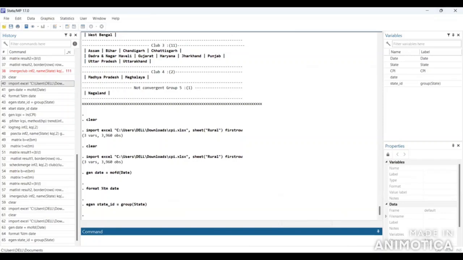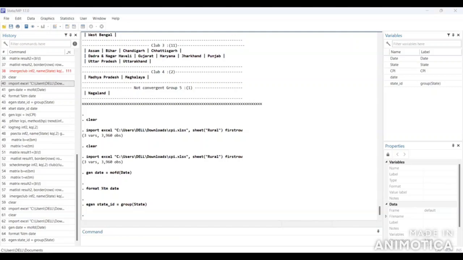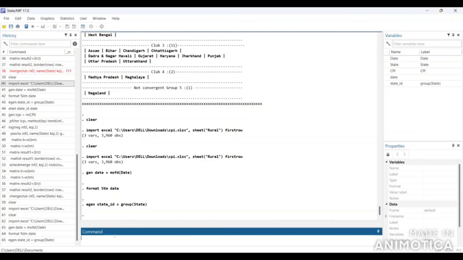Now, after that, I'm going to tell Stata that the data I'm going to use is panel data. For panel data the command is xtset, and I am using two variables. As we know, in panel data there is one entity, here the state, and another is the time period. So state ID and date.